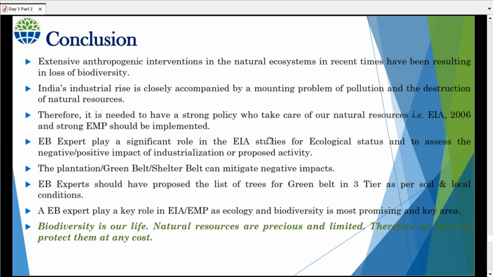So that's all for this session, a small session on ecological impact assessment, how we can do EMP preparation, and what the role and responsibility are, etc. So that is the thing. And if you have any question regarding this, you can ask immediately. Thank you very much. Thanks a lot.